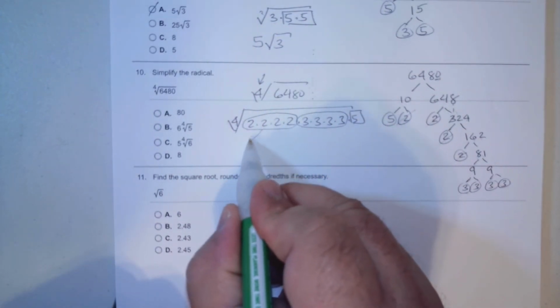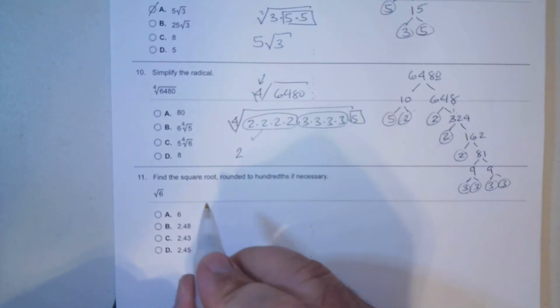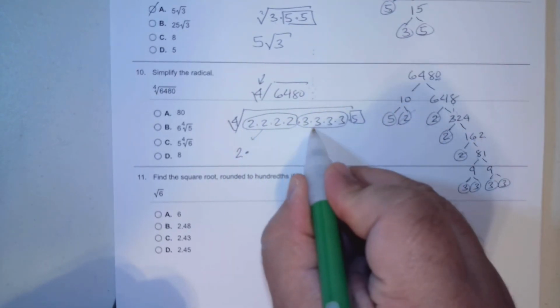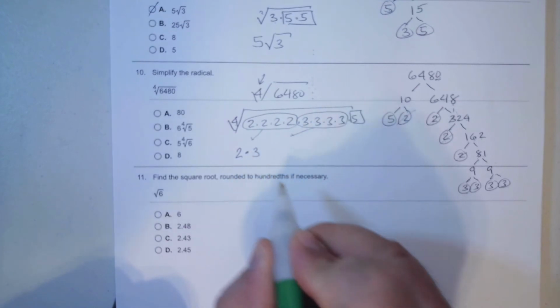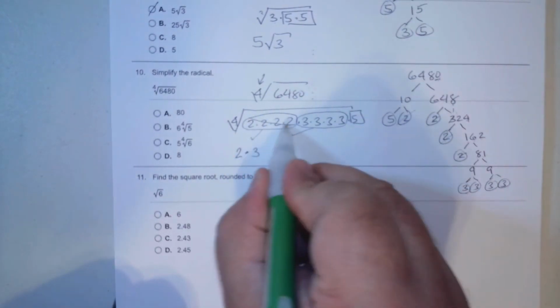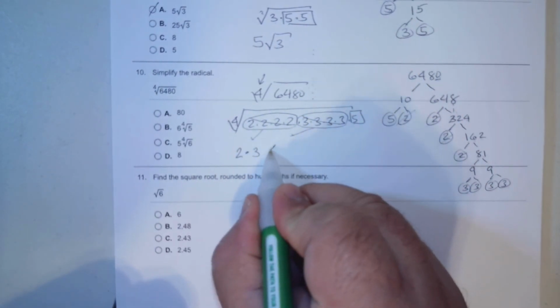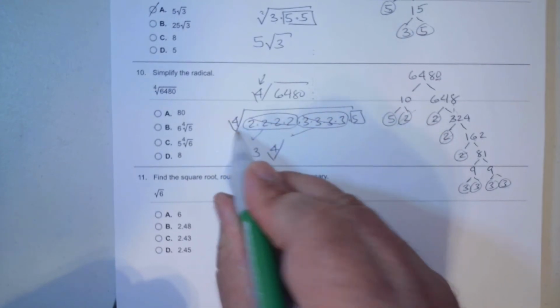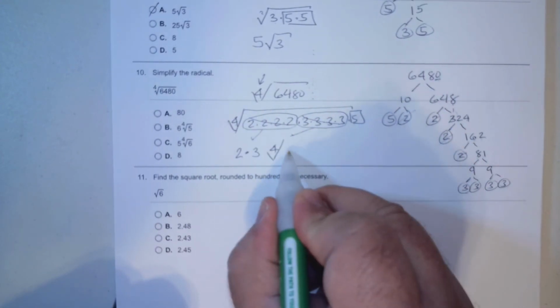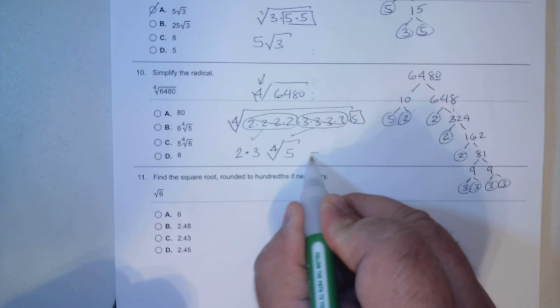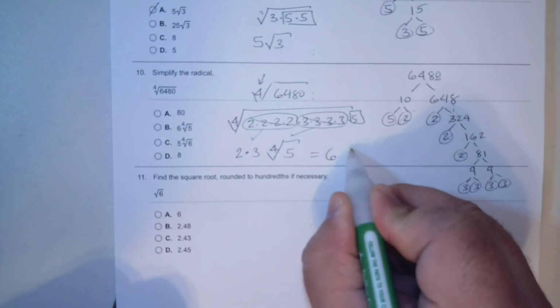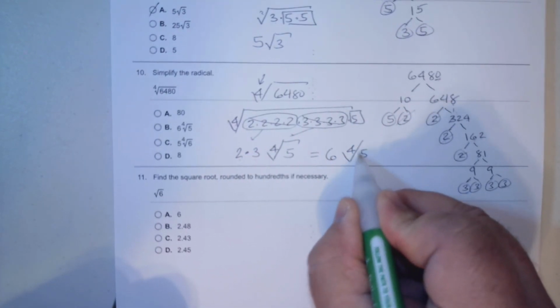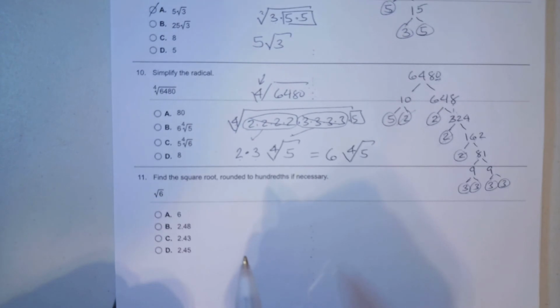So these 2s come out as a 2. These 3s come out as a 3. Whatever's left, the fourth root of 5, never changes. 2 times 3 is 6, fourth root of 5. Answer is B.